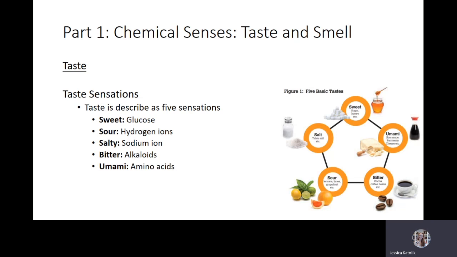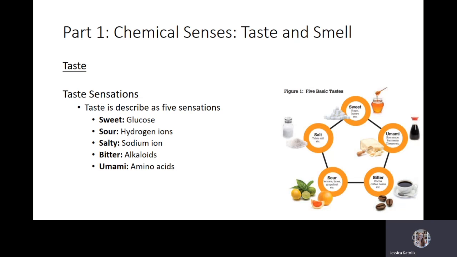Taste can be described as having 5 different sensations, and these sensations are derived from what type of chemicals bind to the chemoreceptor. There will be a separate chemoreceptor for each of these sensations, and a separate taste bud for each of these sensations. So sweet is going to detect glucose. Glucose is a type of sugar, which is really important. It's the main sugar that we use for creating energy and ATP in our mitochondria, and it's our blood sugar. So sweet will detect glucose, so we can detect that we're getting enough blood sugar in our body.